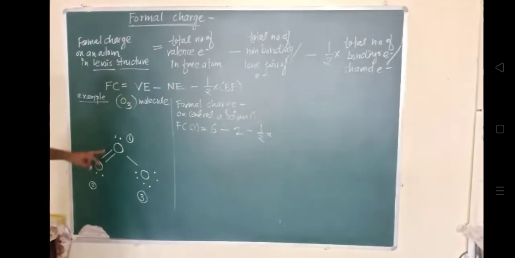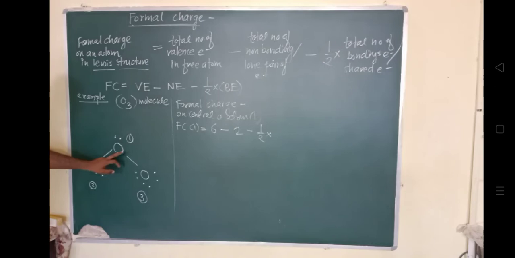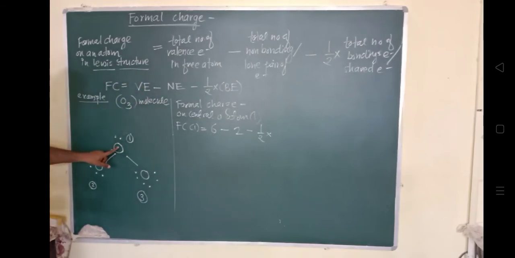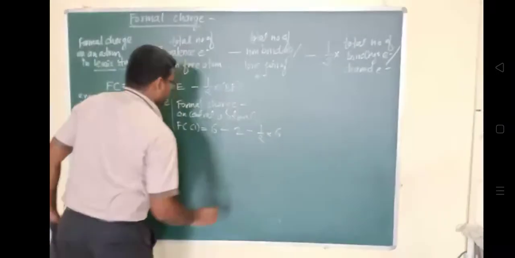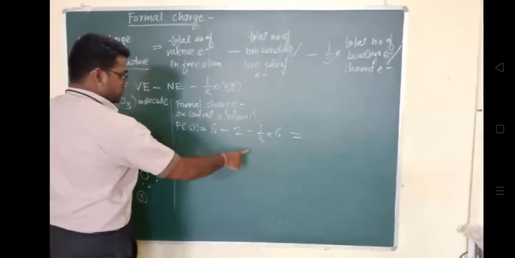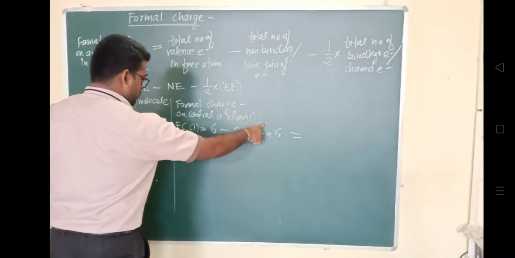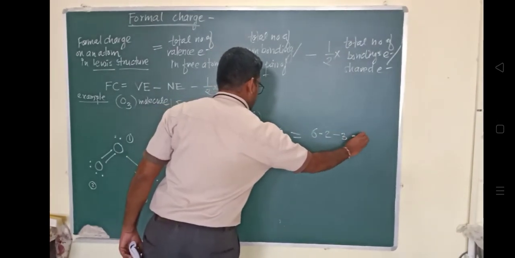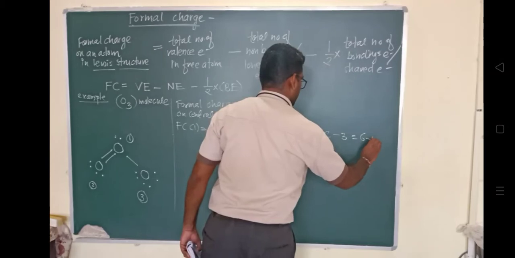Okay, see how many bonding electrons there are in this first oxygen atom. 1 2 3 4 5 6. See, 1 2 3 4 and this is 5 6. So 1 2 3 4 5 6 are the bonded, shared electrons for this oxygen atom. So we'll write 6 here. Okay, so based on this, here it is minus 3. So here 6 minus 2 and minus 3. The answer is 6 minus 5, which equals 1.